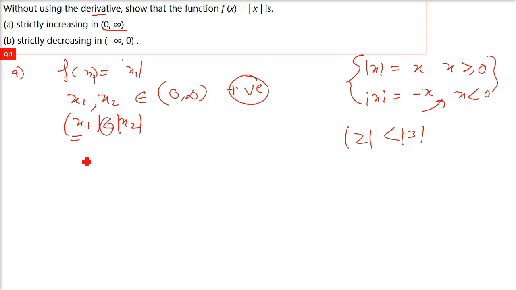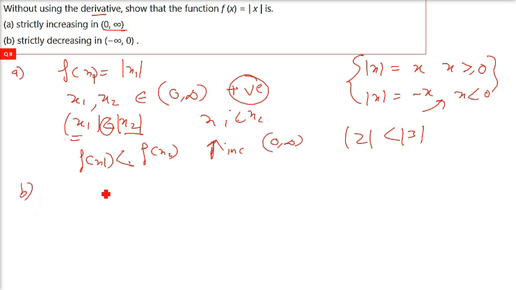So this left part is actually f(x1). The right part of the inequality sign is f(x2). So f(x1) is lower than f(x2). If x1 is less than x2, f(x1) is lower than f(x2). It doesn't change. So that means it is strictly increasing in 0 to infinity. This is quite clear. Alright. Now coming to the second part, which is saying strictly decreasing in negative infinity to 0.